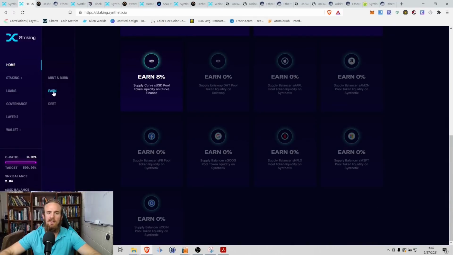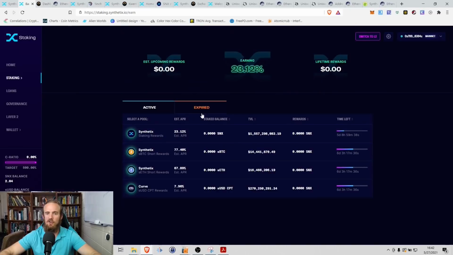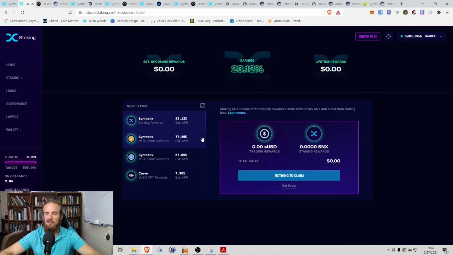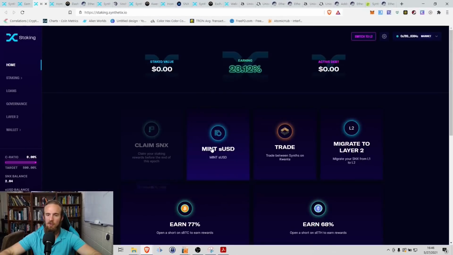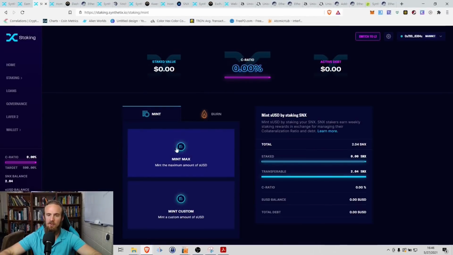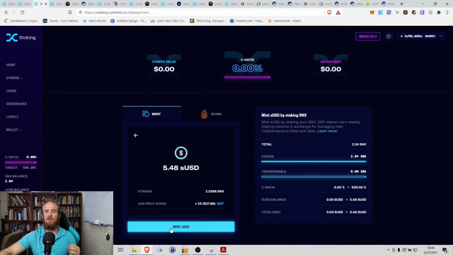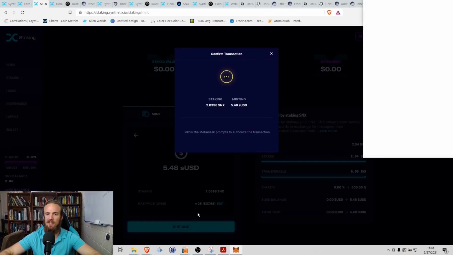If we go to staking and then we go to the earn feature, we have the ability of staking Synthetix. So in order to actually go through with staking our SNX tokens, we're going to go to staking.synthetix.io, select the mint operation, press max to populate the max amount of sUSD we'll be able to mint given our SNX holdings, and then adjust the input amount to suit our strategy. So we're going to go ahead and mint sUSD. We're going to click on mint max, and it will allow us to mint 5.48 sUSD. So we're going to go ahead and mint that.